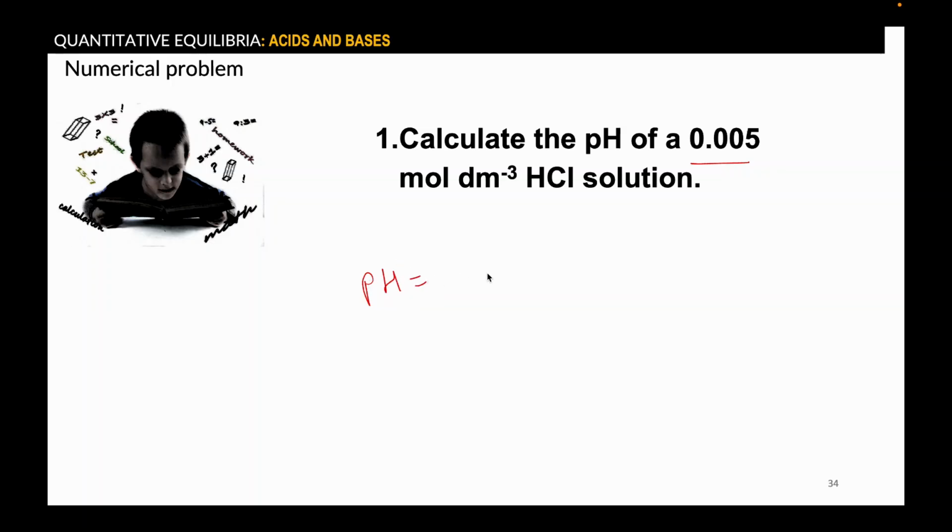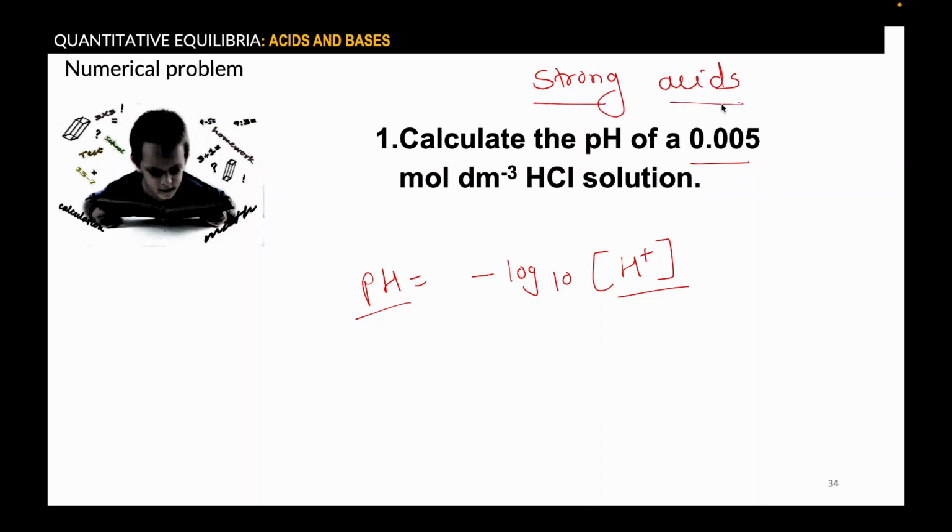pH is equal to negative log to the base 10 of H plus. If you do not write base 10, it is okay. Now, when you have to calculate, we know that we need the H plus ion concentration. As students, we are calculating pH for strong acids.